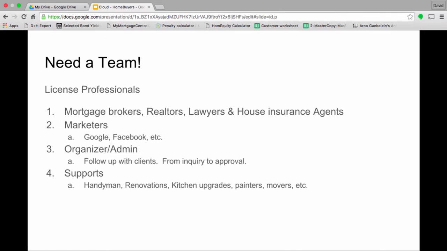A marketer is a natural, and a marketer is needed, especially when it comes to Google and Facebook marketing. Then we do need an organizer or an administrator who is very good at taking the leads that come in, organizing them, and following up with them, and in theory they can take it from the inquiry stage all the way to the approval stage. And then, of course, there are some support types of vendors that would benefit from this as well. Once we have the client buying a house, often we need other team members such as handymen, renovators, kitchen upgrade people, painters, movers, etc.